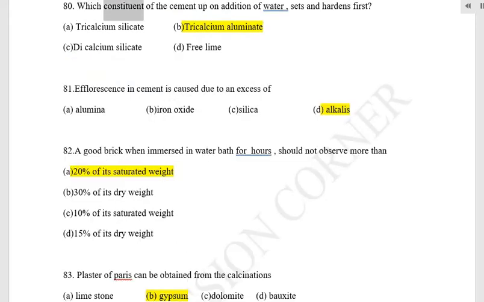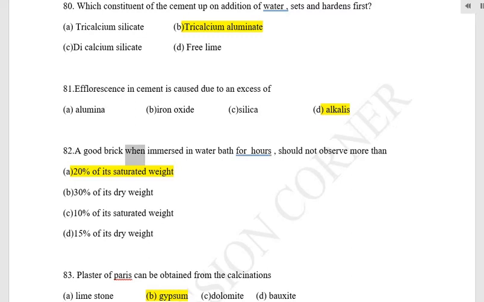80. Which constituent of the cement upon addition of water sets and hardens first? A. Tricalcium silicate, B. Tricalcium aluminate, C. Dicalcium silicate, D. Free lime. 81. Efflorescence in cement is caused due to an excess of A. Alumina, B. Iron oxide, C. Silica, D. Alkalis.